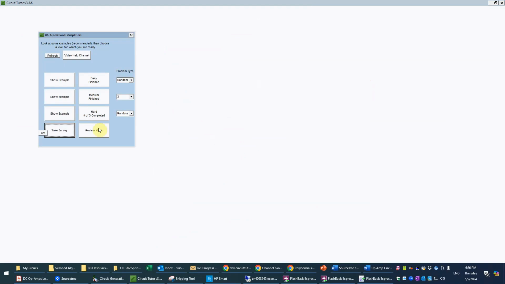And again, if you want to review your PDF transcript, the record of your work for studying purposes, you can get that from the Review Work button, which will take you into the appropriate folder. So that concludes this example.